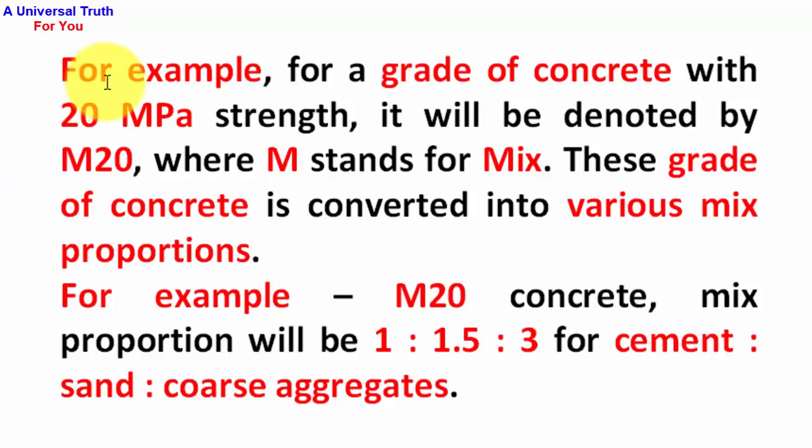For example, for a grade of concrete with 20 megapascal strength, it will be denoted by M20, where M stands for mix. This grade of concrete is converted into various mix proportions. For example, M20 concrete mix proportion will be 1 ratio 1.5 ratio 3 for cement, sand, and coarse aggregates.